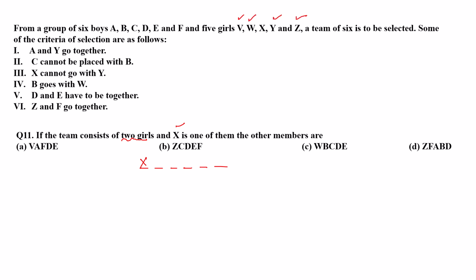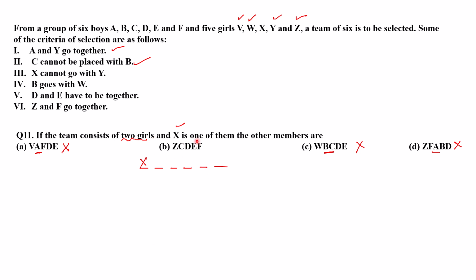Now let's see all the conditions and then check the option which is correct. If you see here, if A is there, Y should go together. But here A is there but Y is not there. So the first option is wrong. In the same way the D option also, A is there but Y is not there. So this is also wrong. Right? Now let's see the C option. It is given that C cannot be placed with B. But if you see in the C option, C and B both are there. So this is also not possible. So the only possibility is the B option.